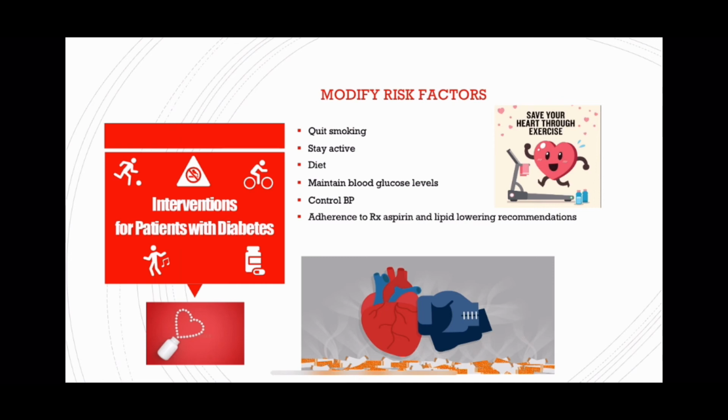Maintain blood glucose levels. Control blood pressure. That's definitely a big one. We want blood pressure to be below 140/90 with a target of 130/80. Adherence to medications, aspirin, and lipid lowering recommendations. So patients with indications of CVD should aim for a low density lipoprotein level of less than 70 milligrams per deciliter.